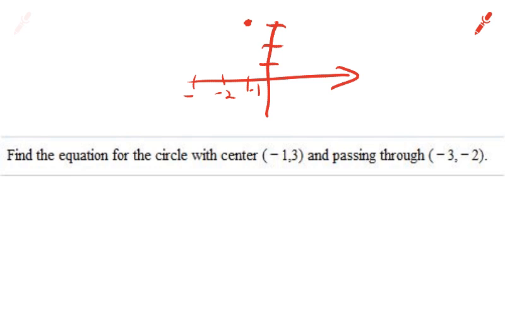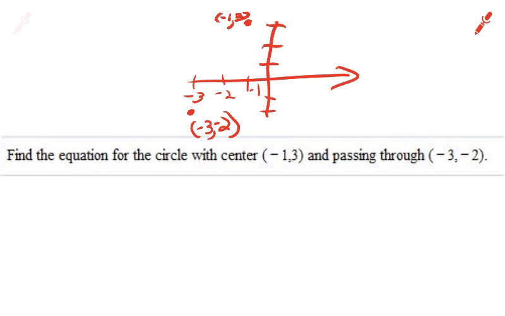Now let's try this. We want to find the equation for the circle with the center here and it's passing through this point. So let's do a quick little graph. So here's the center, and it's passing through the point negative 3, negative 2. And the center is the point negative 1, 3.